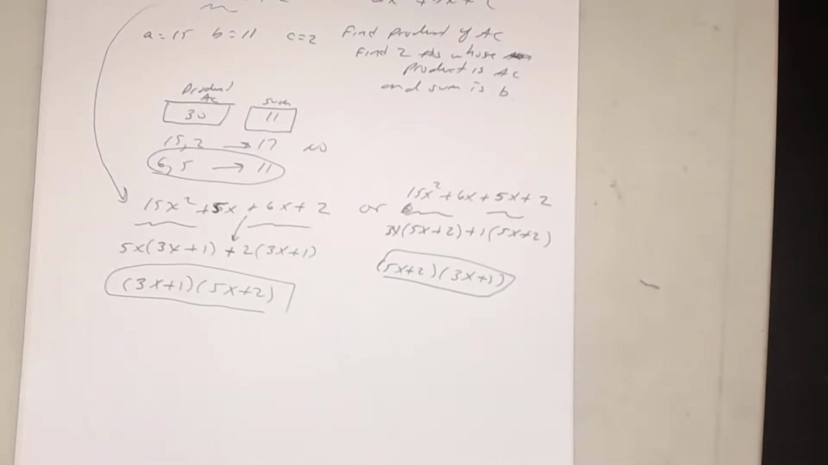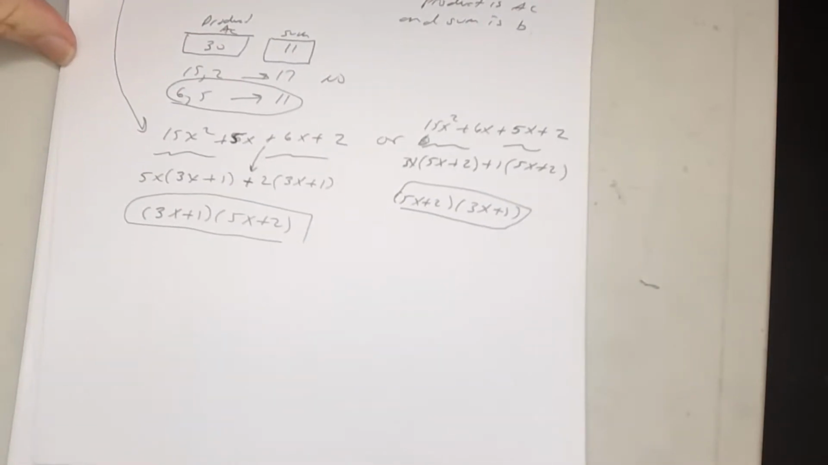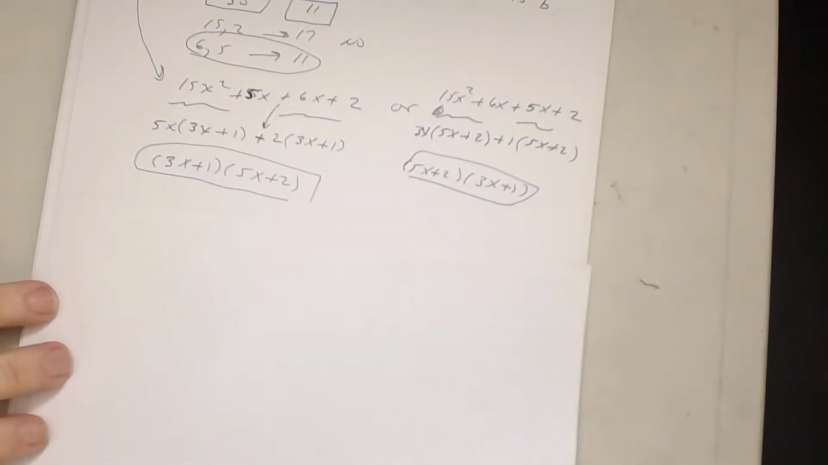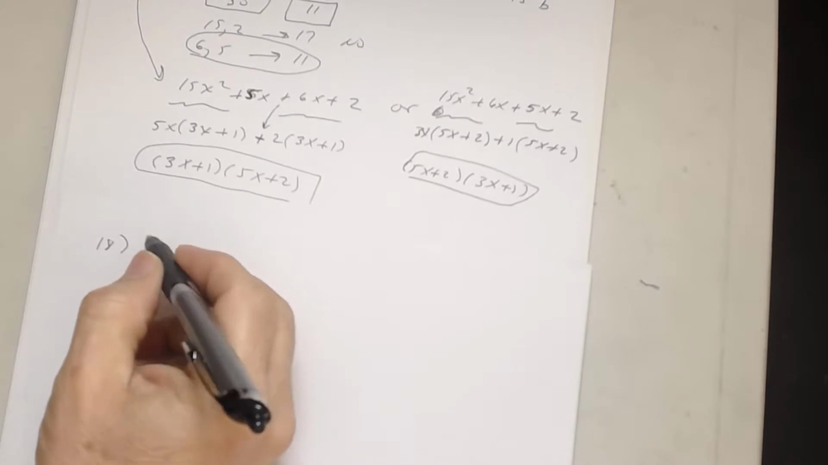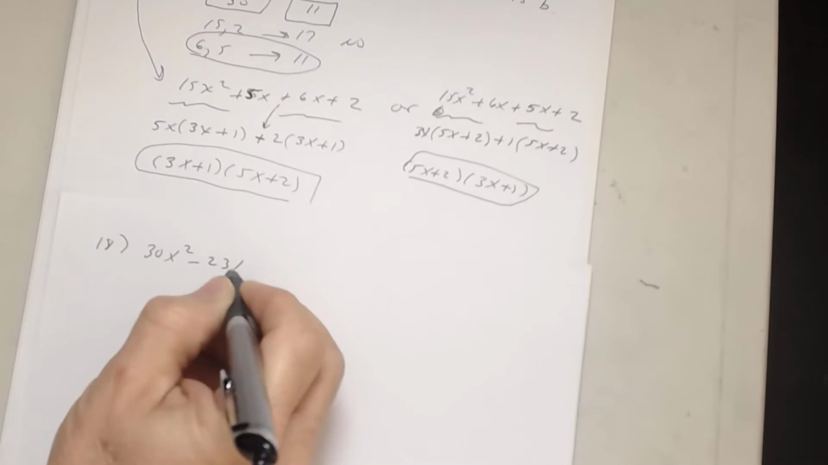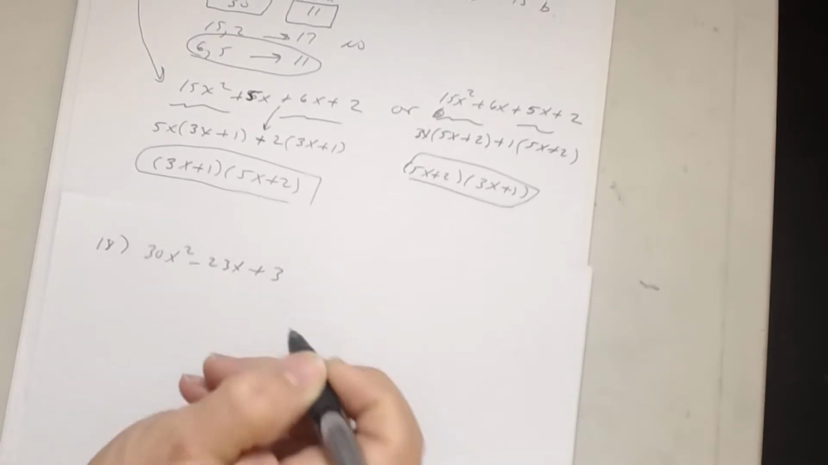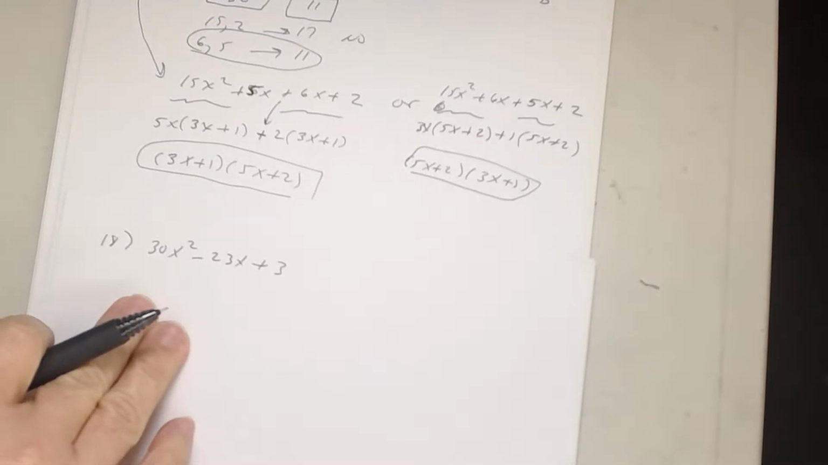All right. Let's do one where one of the signs is negative. So let's do number 18. Let's do 18. Okay, 18, you have 30x squared minus 23x plus 3. So 30x squared minus 23x plus 3.